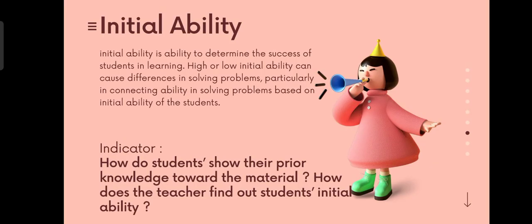And then next is initial ability. Initial ability is an ability to determine the success of a student in learning. High or low initial ability can cause differences in solving problems, particularly in connecting ability in solving problems based on the initial ability of the students. So the indicators are, how do the students show their prior knowledge toward the material? How does the teacher find out the students' initial ability?